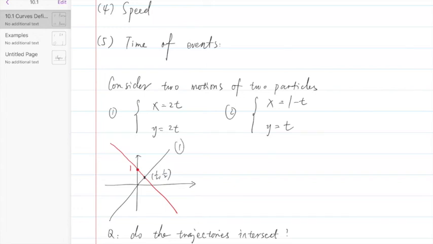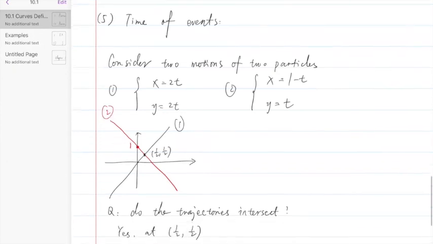The second one, you can take a look. It's going to be passing (1, 0) with slope -1. So that is actually this red line here.